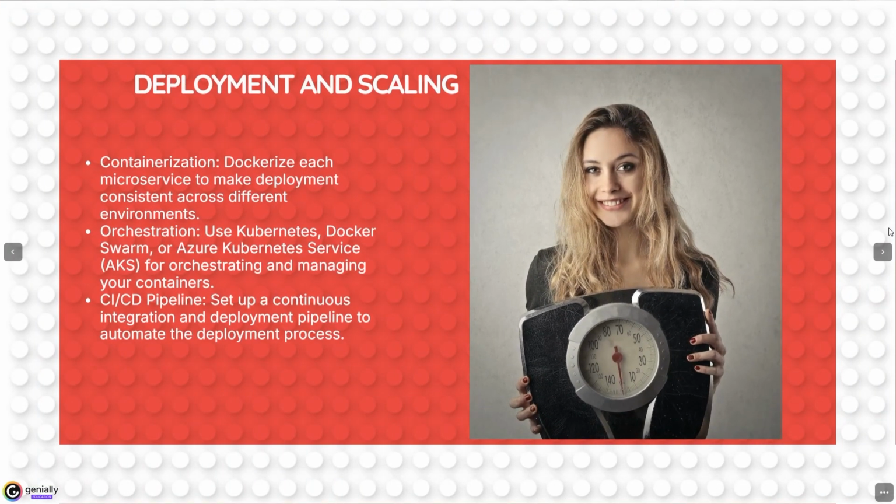Next one is deployment and scaling. One is containerization. Dockerize your microservice to make deployment consistent across different environments. Next, orchestration. Use Kubernetes, Docker Swarm, or Azure Kubernetes Service for orchestrating and managing your containers. CI/CD pipeline. Set up a continuous integration and deployment pipeline to automate the deployment process.